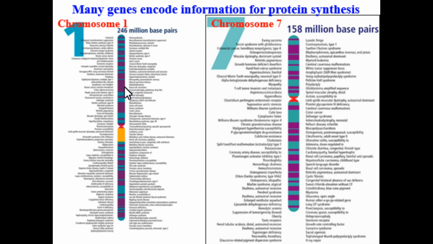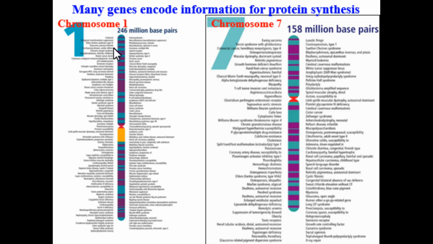Look at chromosome number 7, 158 million pairs. And if you looked at chromosome number 1, now we've mapped out the entire human genome, the Human Genome Project. So we know on all 23 of our chromosomes where these different genes are, what the DNA sequence is, or the sequence of those bases.